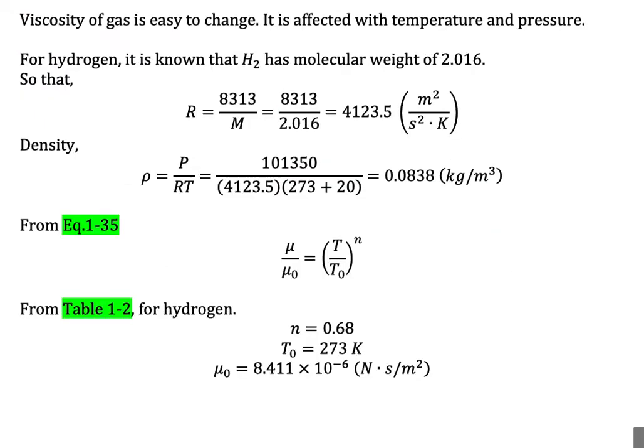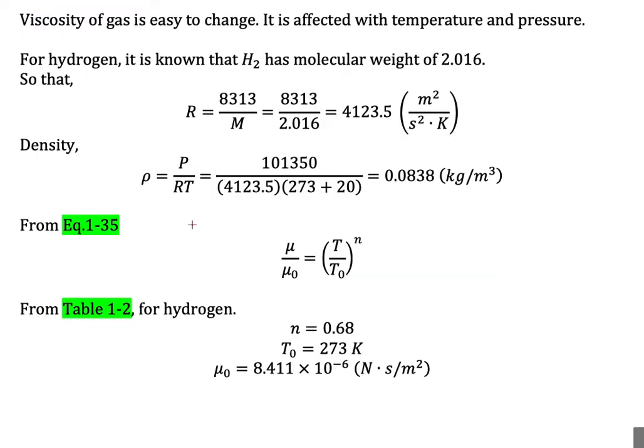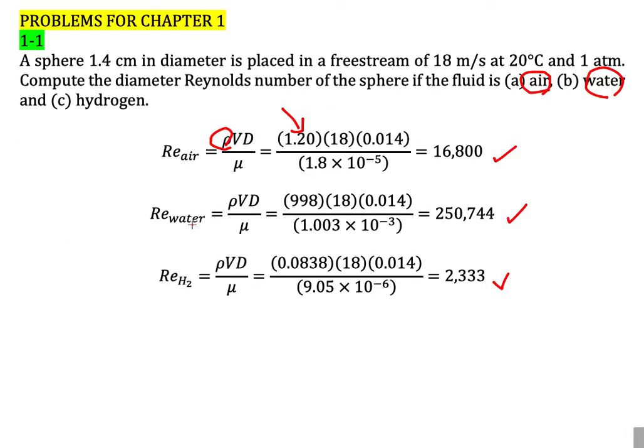Okay, so we go for the new ideas. For air and water, it is okay for us to use the common values of density, which is 1.2 and 900, and for hydrogen, we just use 0.0838. But what I want to say here is, the problem is about the viscosity here.